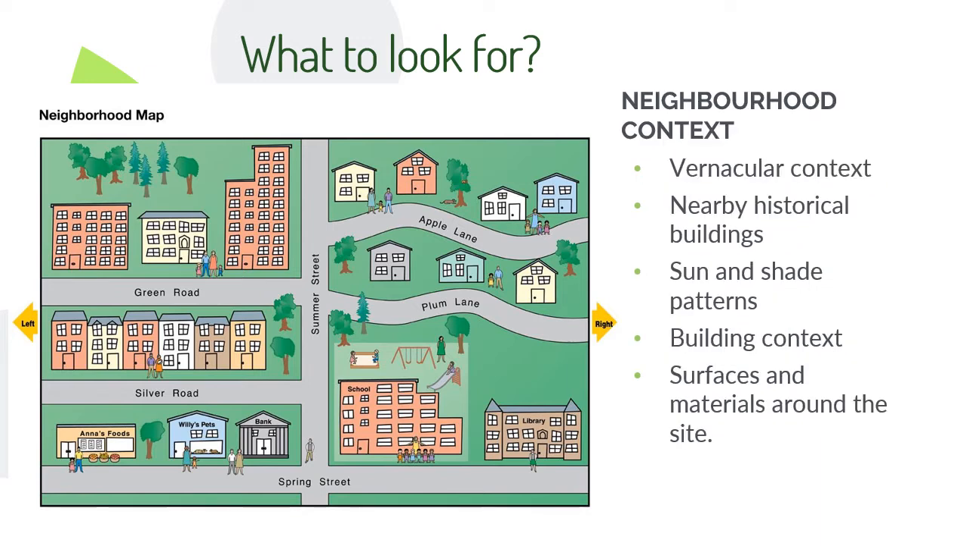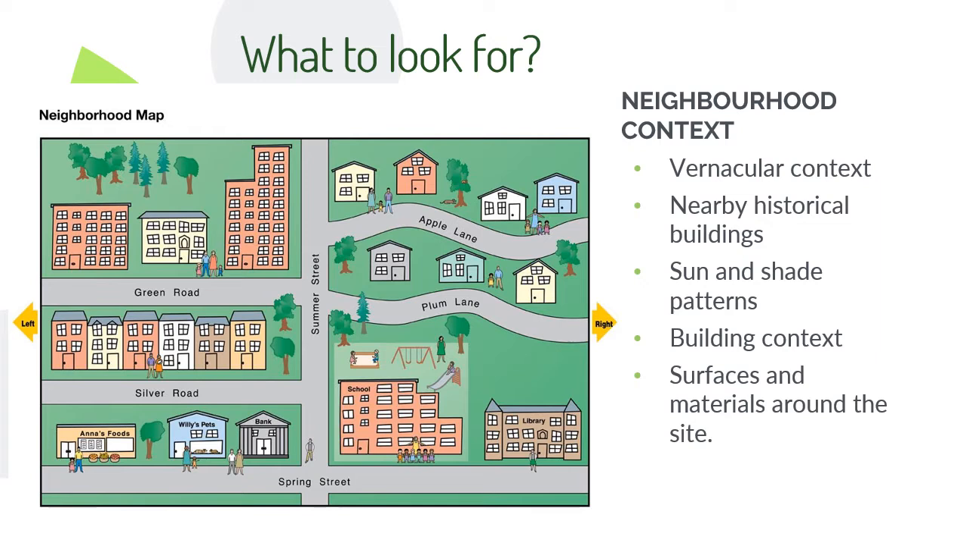Other neighborhood contexts are vernacular contexts, meaning the materials, architectural features, fenestration, landscaping, parking, building heights. These are important if you want to match your structure or if you want your structure to stand out. And then there's another thing to look for: any historical buildings or buildings of particular significance, again to match your building to the existing urban space or not. And then the sun and shade patterns during the year.